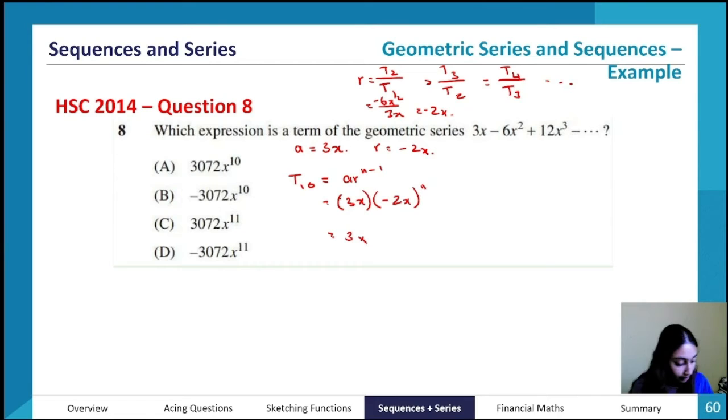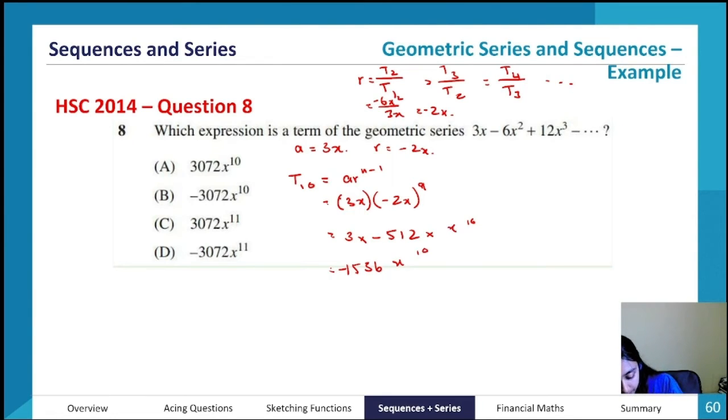Which will get us to 3 times, I don't know what 2 to the power of 11 is, minus 2048 times x to, oh, why did I do 11? That's supposed to be 9. Oops. Let's go back. Times 512 times x to the 10. Okay, 3 times 512 is 1536, so negative 1536 times x to the 10, which isn't even an option here.